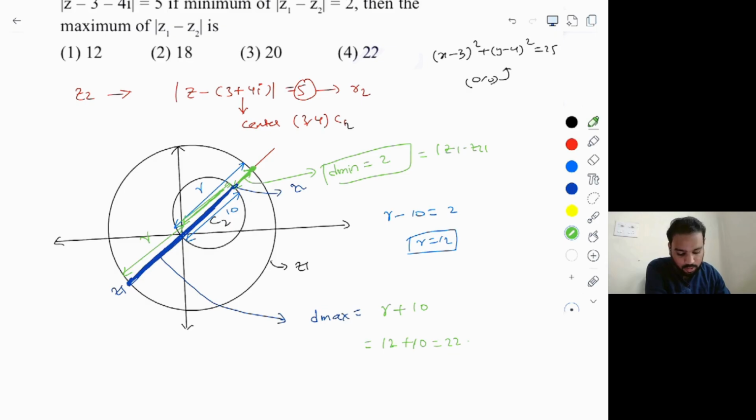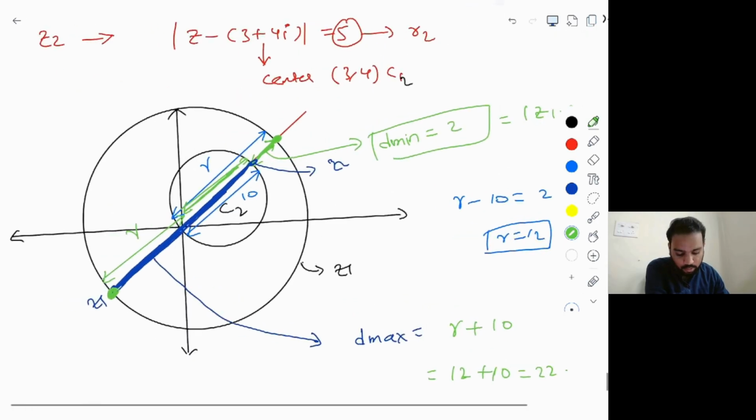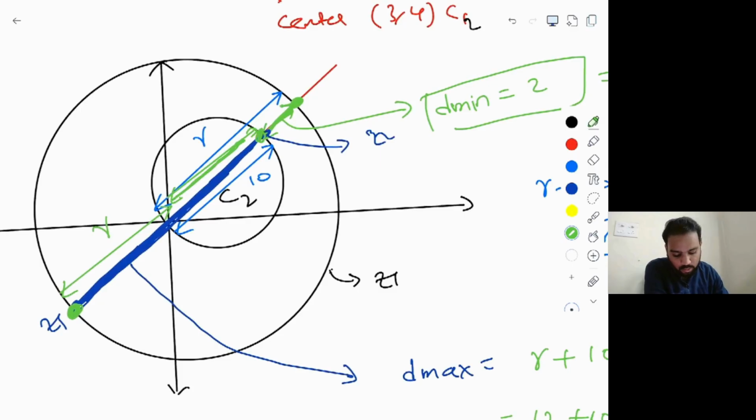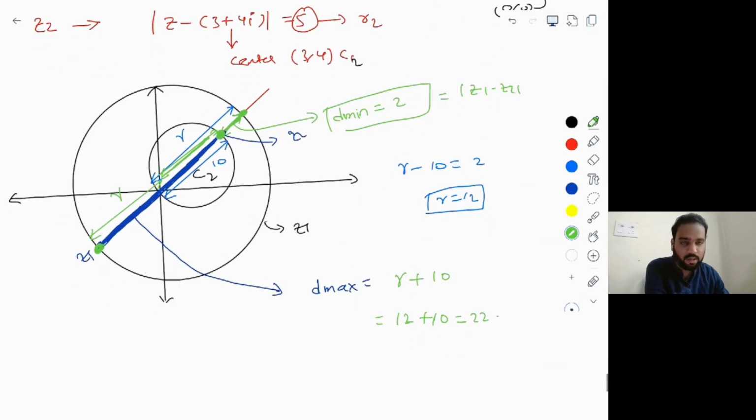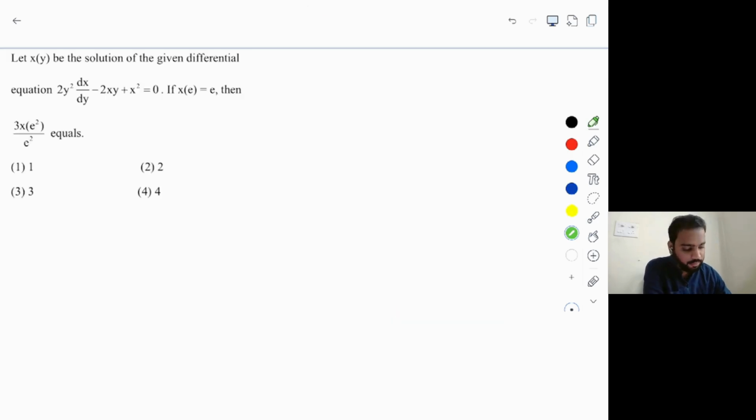As I told, Z1, if you take it here on the left extreme, I hope you are able to notice the diagram, and Z2 at exactly this corner here. Only in that case, along the common normal, you are going to get the maximum distance between the 2 points Z1 and Z2, and that is clearly the sum of two values, which is the radius of the bigger one and the diameter of the smaller one. And that is why it should be R plus 10, where 10 is the diameter of the smaller one. I hope it is clear. Let's take the next question.